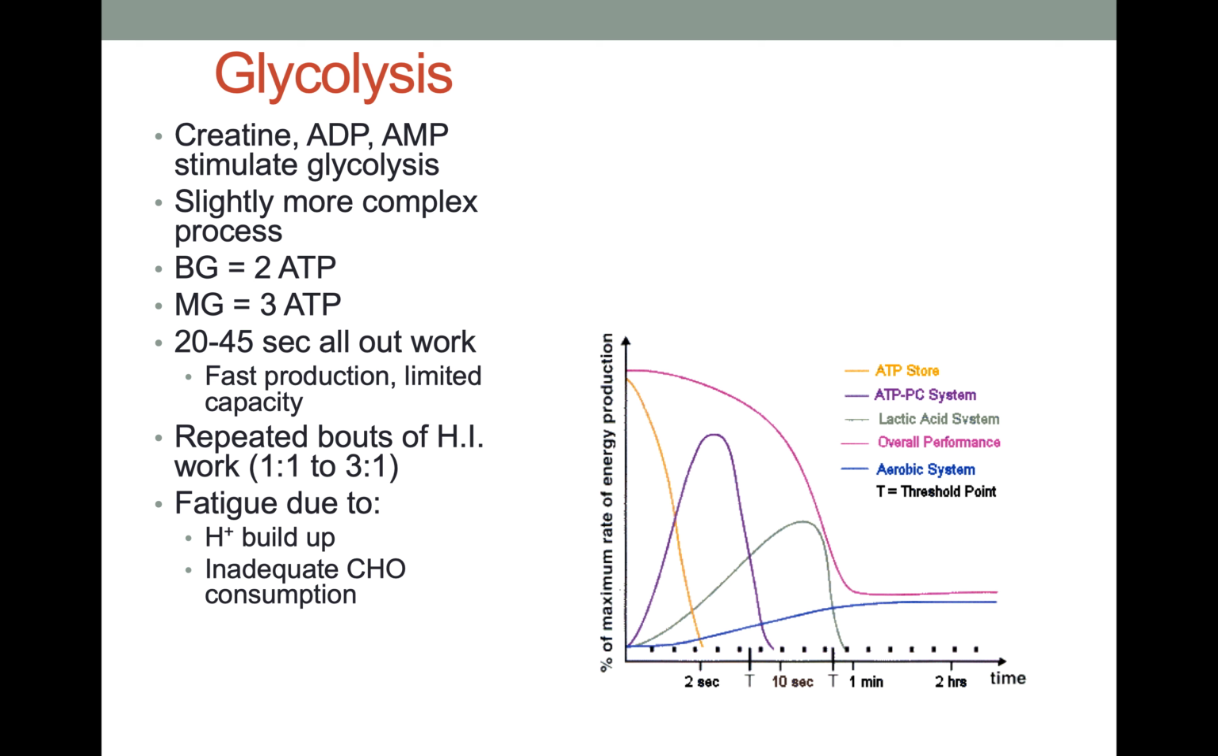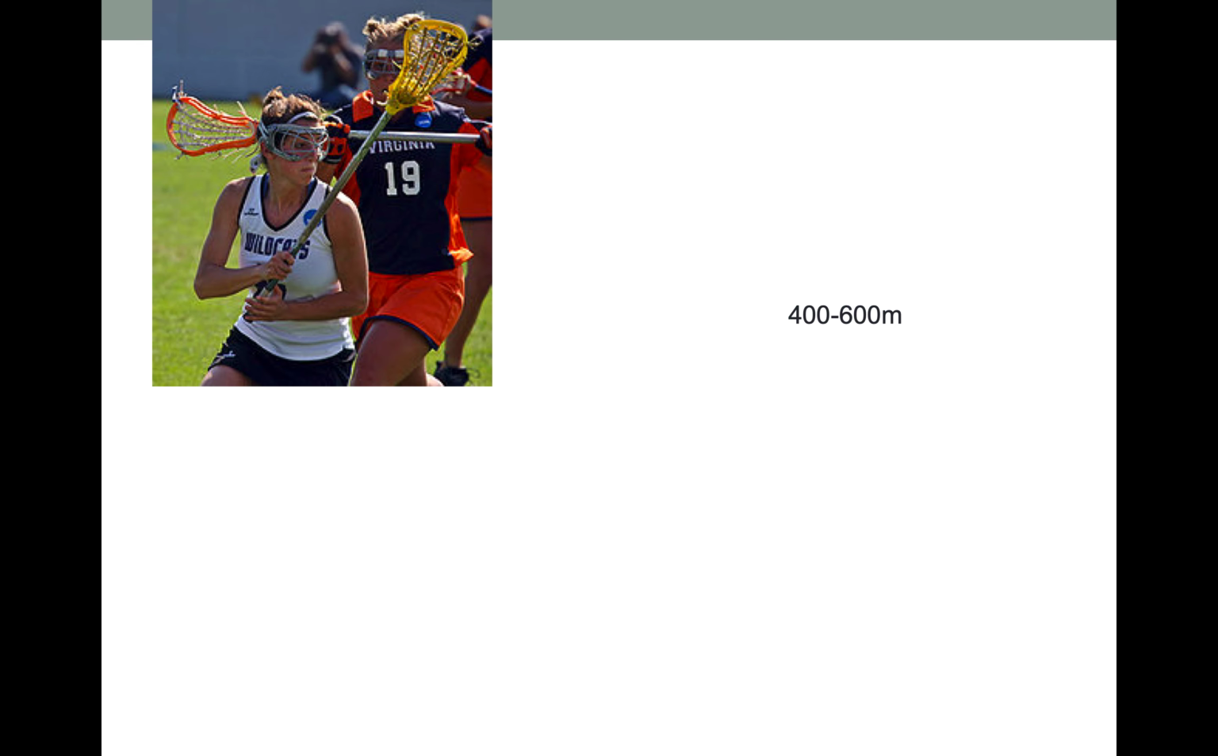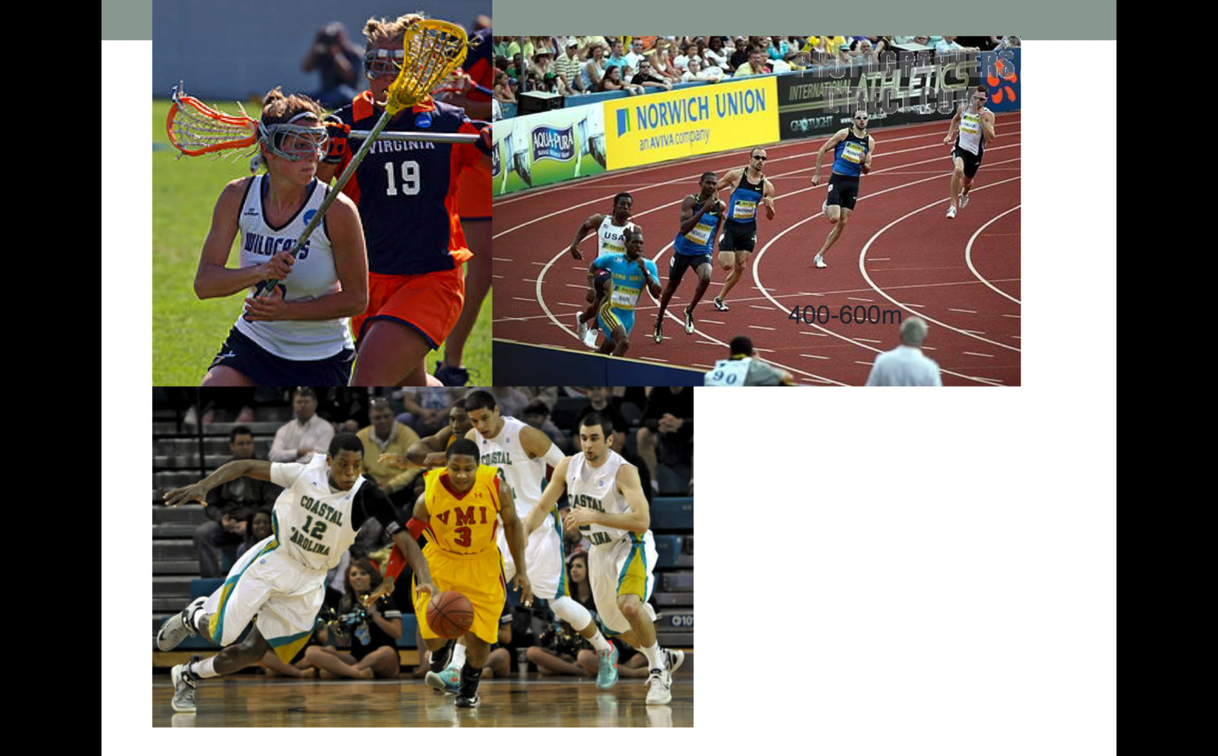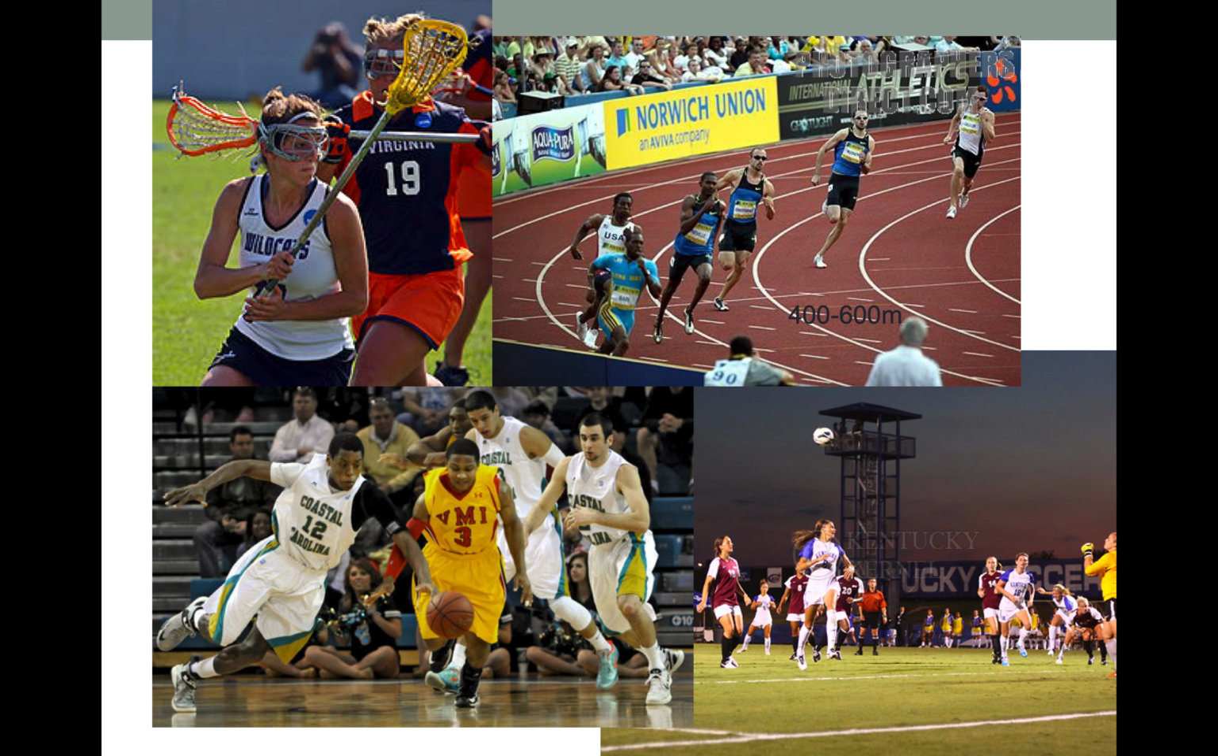These are slightly longer periods of work than we would use in the phosphagen system and much shorter periods of rest. So some examples, most of your team sports, cross, your longer sprints, 200 meters to 600 meters. Basketball, another stop-and-go sport. Soccer, another stop-and-go sport.